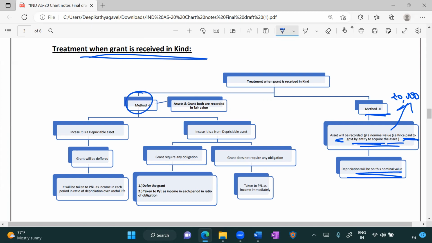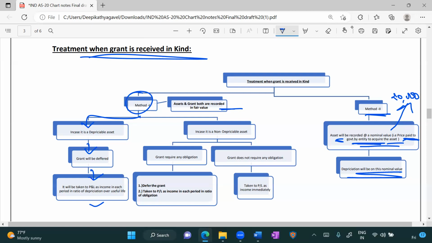Now, method 1 says assets and grant both are recorded at fair value. Let's look at it. First, in case it's a depreciable asset, the grant will be initially deferred and it will be taken to P&L as income in each period in the ratio of your depreciation, right?